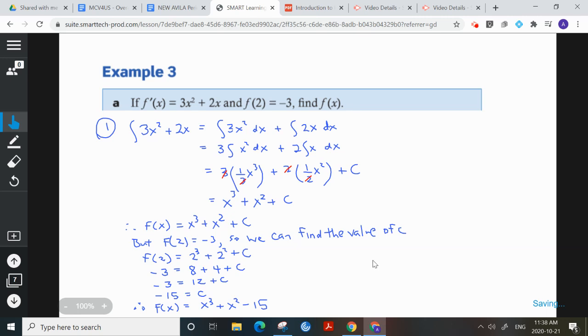And we're going to continue now with some examples of integration applications. So first, if we're given the derivative of a function and we know a fact about the original function, then we can write the original function.